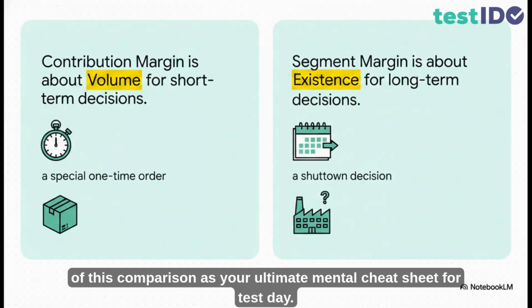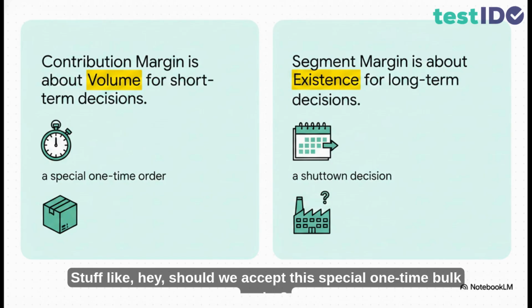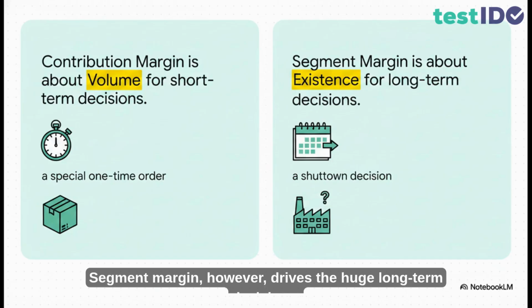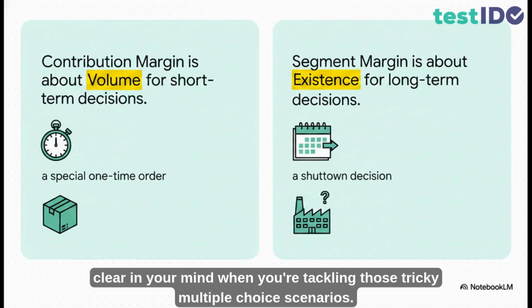So think of this comparison as your ultimate mental cheat sheet for test day. Contribution margin drives your short-term decisions. Stuff like, hey, should we accept this special one-time bulk order? Segment margin, however, drives the huge long-term decisions, like whether an entire department needs to be permanently shut down. Keep that split crystal clear in your mind when you're tackling those tricky multiple-choice scenarios.